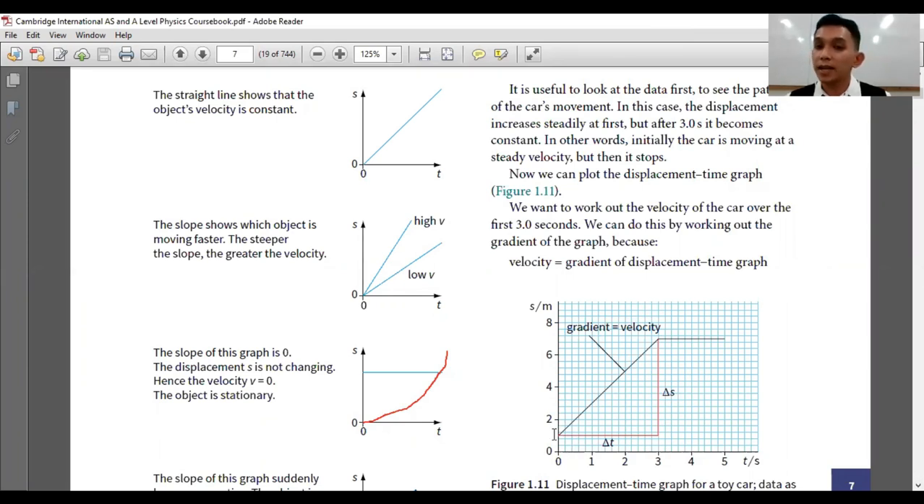So the gradient of these two lines is the velocity of the object. So remember, for a displacement time graph, the gradient is the velocity. There will be questions asking you that later. One more time, displacement and time graph, the gradient will be the velocity. If velocity time graph, the gradient will be the acceleration. Okay?